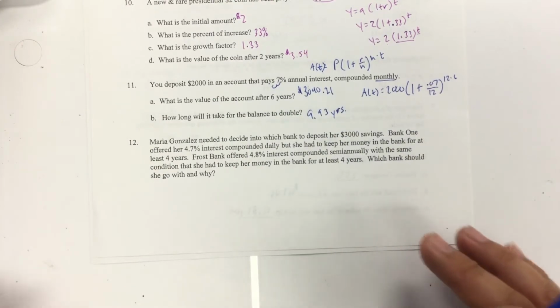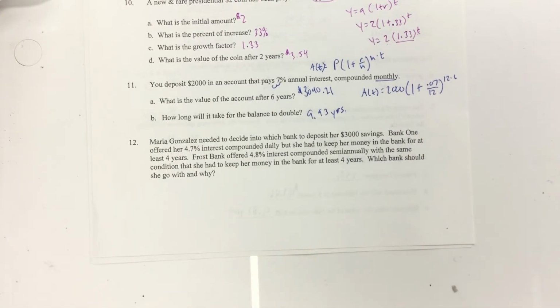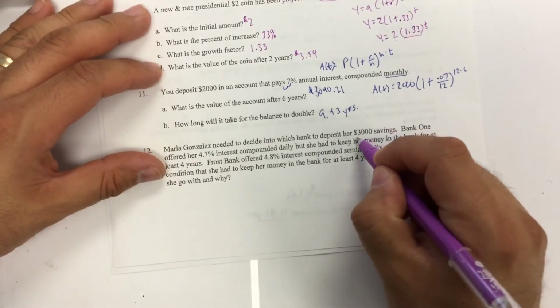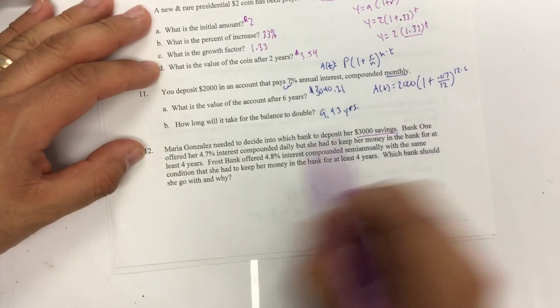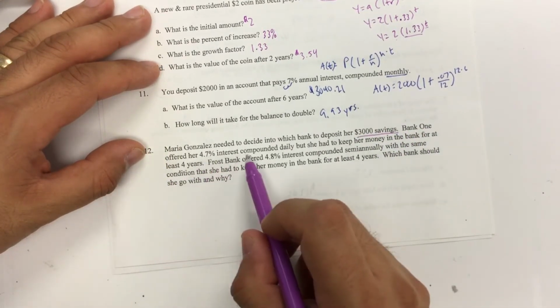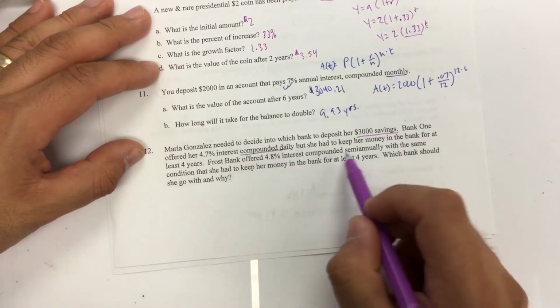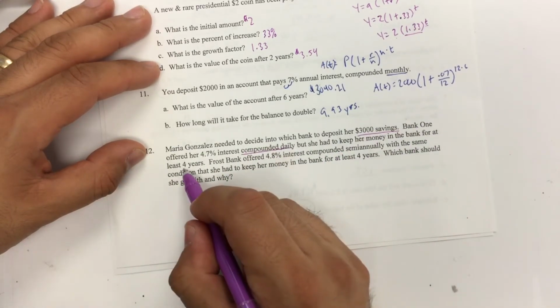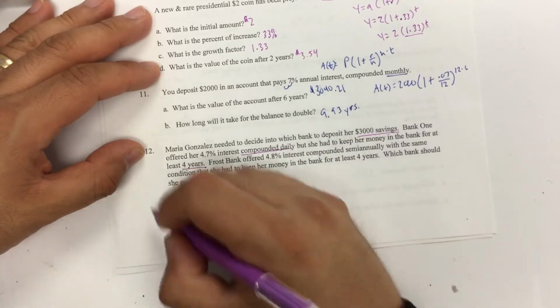Now it says, Maria Gonzalez needed to decide into which bank to deposit her $3,000 savings. Bank 1 offered her 4.7% interest compounded daily, but she had to keep her money there for at least 4 years. So meaning she has to keep it in there for 4 years. So let's go with Bank 1.